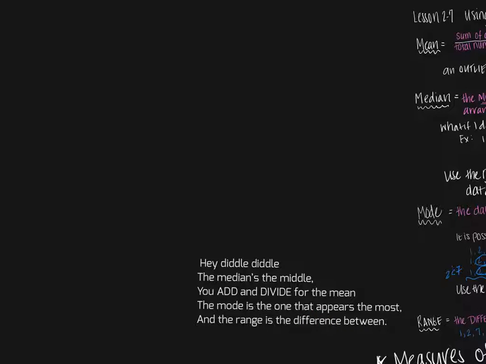All right, let's try it one more time. Hey diddle diddle, the median's the middle. You add and divide for the mean. Your mode is the one that appears the most, and the range is the difference between. Good job, guys. Let's look at applying these now.